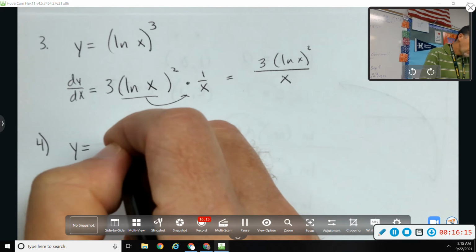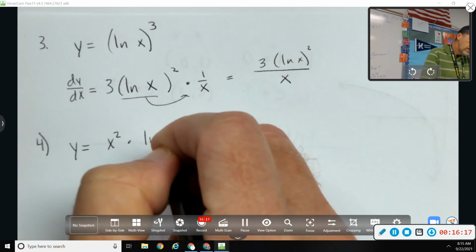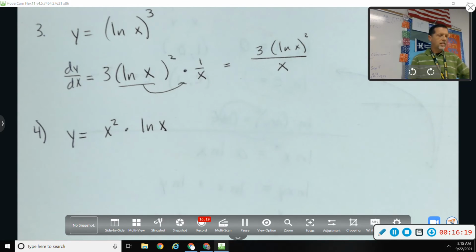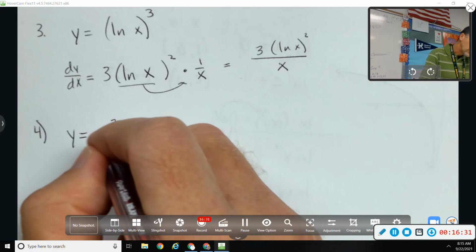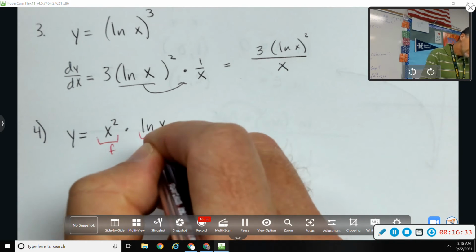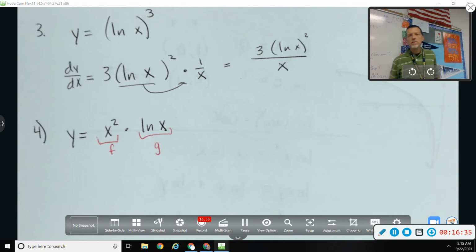Y equals x squared times natural log of x. We're just reviewing all the rules that we already know. What rule is coming up in this one? The product rule. And again, sometimes we can product rule in place. Other times we want to slow down, especially if it's something new.